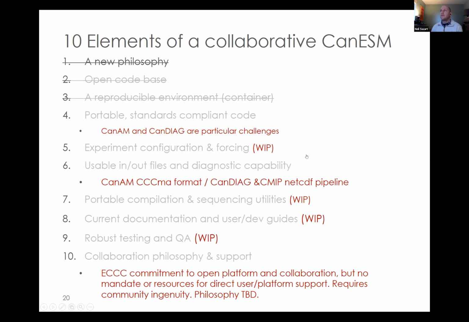Okay, so we had these 10 elements of collaborative CanESM, and some of them were kind of achieved, and then there were some of them where we identified challenges, particularly this portable and standards compliant code, setting up the experiment configuration and forcing, and usable input output. This is where we really talked about the challenge being more on the CanAM side, where we have the CCCma format that most people don't know how to work with. And so how do we implement this really complicated post-processing pipeline to produce the more standardized CMIP and NetCDF output that people might be used to? And then there were also some questions about how we organize this activity in terms of the philosophy.